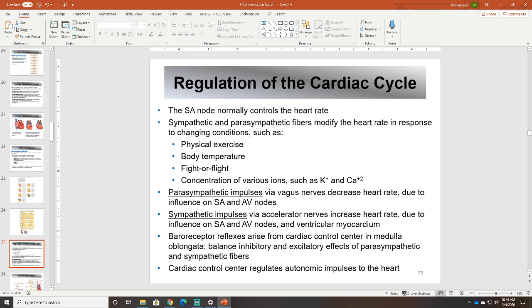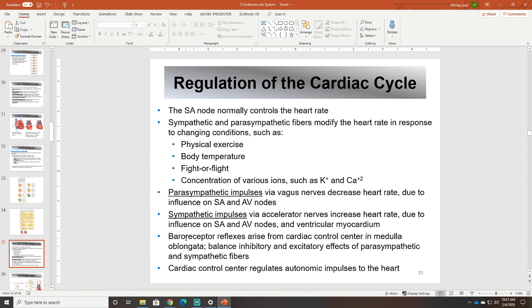We also have baroreceptor reflexes, and the word baros is Greek for pressure. So baroreceptors detect pressure. We have them in the carotid sinus. We also have them in the aorta, and they detect your blood pressure. If your blood pressure is too high, they're going to tell the heart to slow down to decrease the pressure in the vasculature. And if your blood pressure is too low, they're going to tell the heart to speed up and increase pressure in the vasculature.